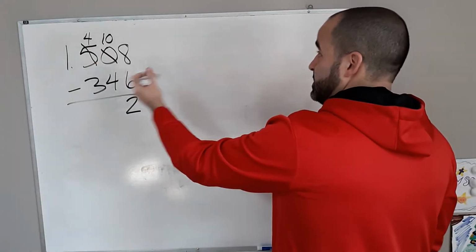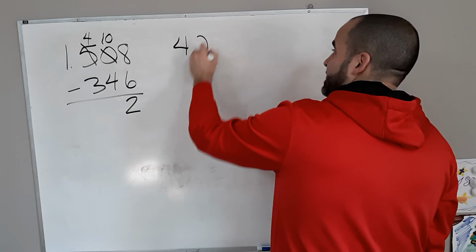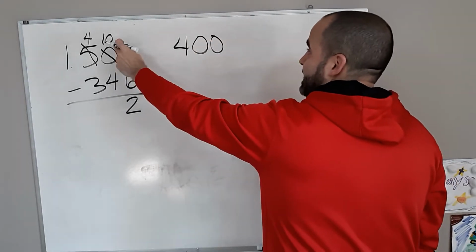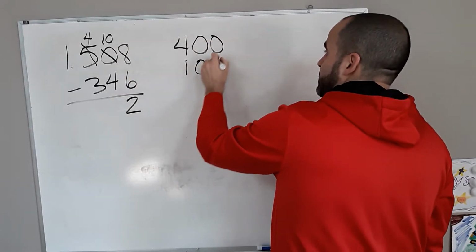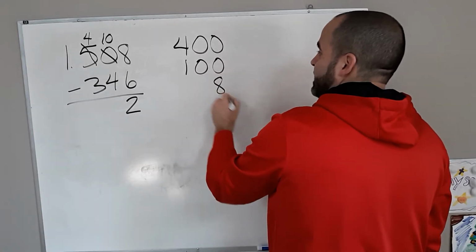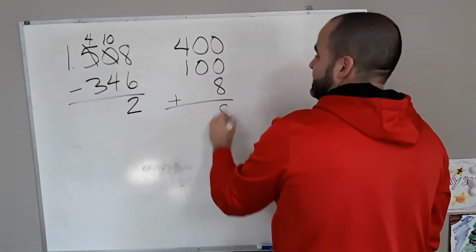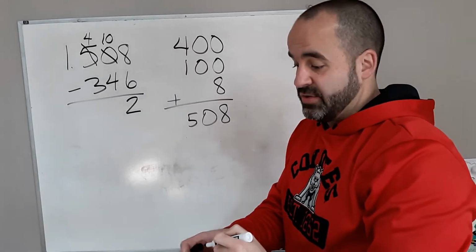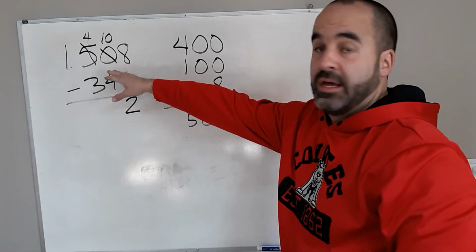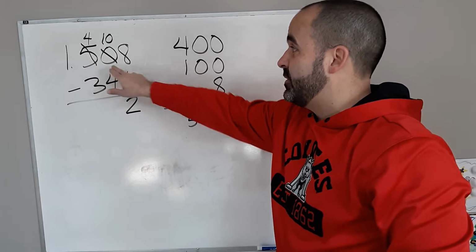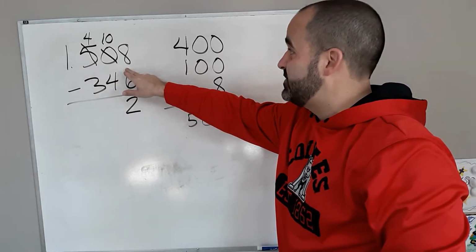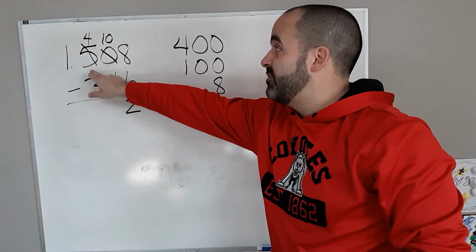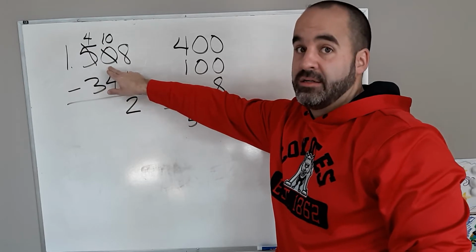So again, if we were to do this, 4 is the same as saying 400, 10 tens is the same as saying 100, and 8 ones is the same as saying 8. Add those together, and what do I have? 508. So that's why we have to borrow this way, because we're not taking away from the 0 to give anything to the 8. 8's fine on its own. We're borrowing from the hundreds place to give a 10 to the tens.